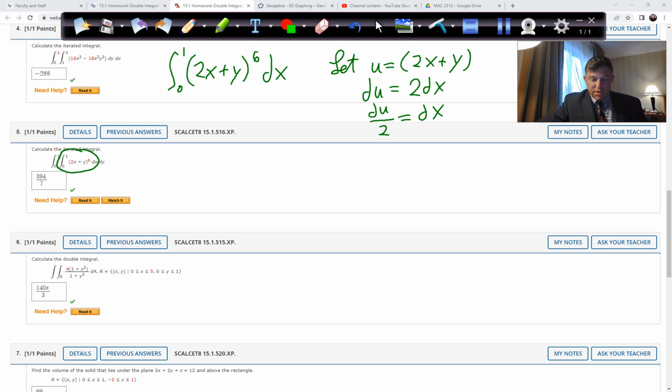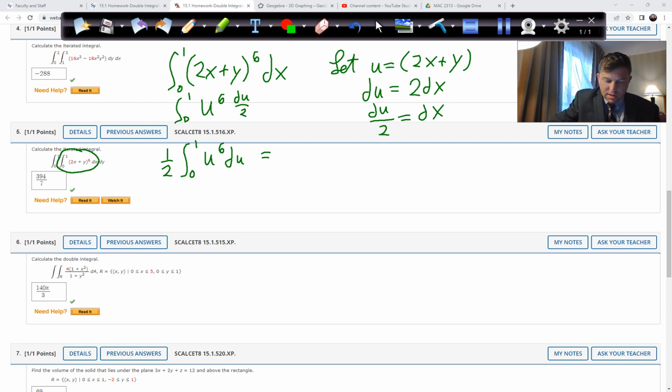And so the integral is going to become 0 to 1, not of this bubble to the 6th, it's u to the 6th, and dx is going to be du over 2. So we're going to pull out that 2 and call it 1/2 0 to 1 u to the 6th du. Now this antiderivative would be u to the 7th over 7. And we're going to combine that and call it 1 over 14, and we're going to replace u with what it was, 2x plus y raised to the 7th, and we're evaluating that from 0 to 1.